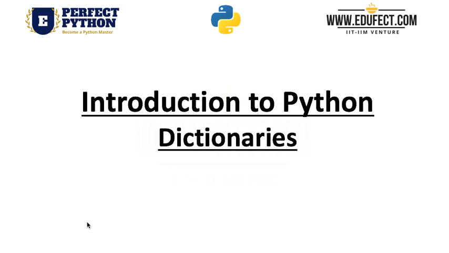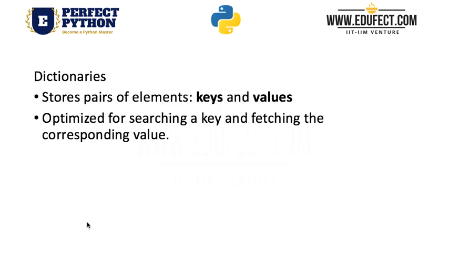In this lesson, we will learn about an important Python data structure, dictionaries. So what are dictionaries? Dictionaries store pairs of elements, so keys and values. So against every key, there is a value. And dictionaries are optimized for searching a key and fetching the corresponding value. So they are optimized for the search and the fetch operation.